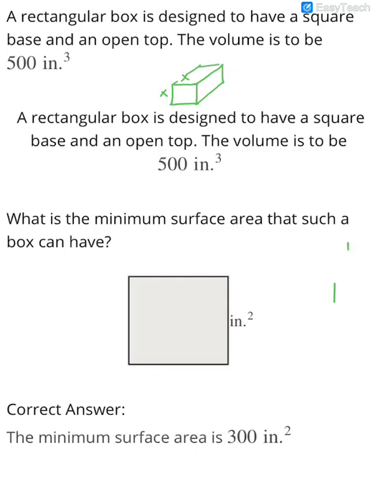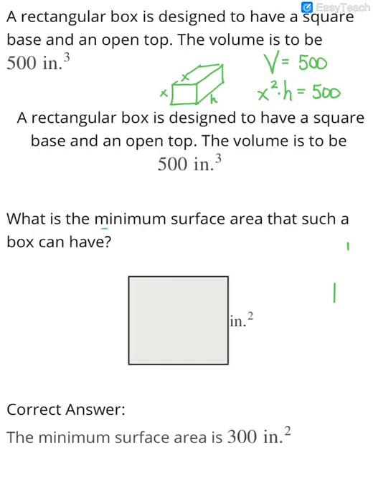In this case, what we don't know is the height of that box, or the length, whatever you want to call it. But we do know that the volume is to be 500 cubic inches. With the volume of a rectangular box, you take the area of the base. My base was a square, x by x, so that area would be x squared. And you multiply it by the height of the box. That's what gives you the volume. So from that information, we get that particular equation.